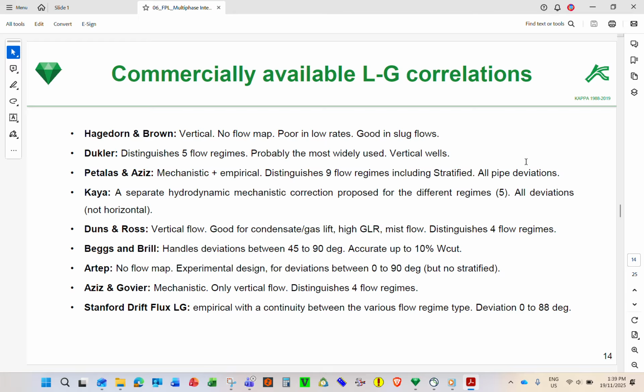Some of the mechanistic ones are mathematical with an equation, so you derive from the equation, but some of them are from experiments in the lab, from the flow loop. Yeah, they can do that.